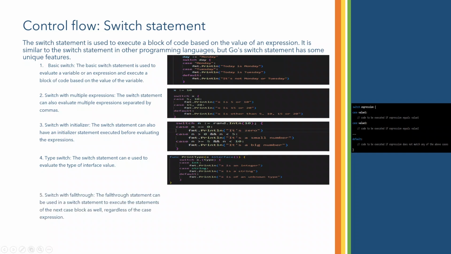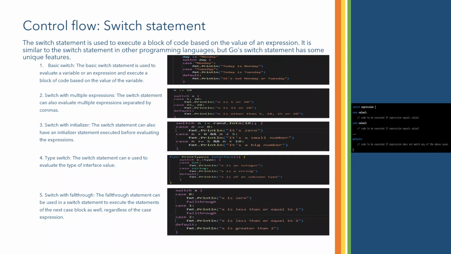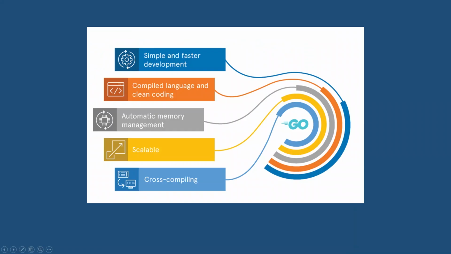And the fifth is switch with fallthrough. The fallthrough statement can be used in a switch statement to execute the statements of the next case block as well, regardless of the case expression. For example, in this case, x equals 0, it will execute case 0, case 1 and case 2 as well because of fallthrough. It will simply continue to the next case.